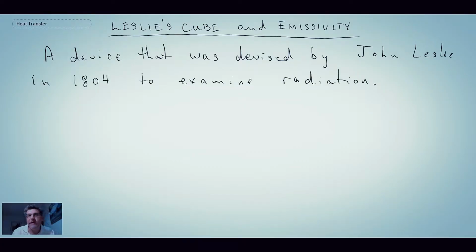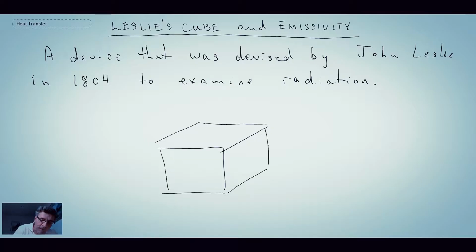What the Leslie's cube consists of, just like it sounds, is a cube. So it's a cube made out of copper, and in the top there's an opening that enables you to pour a liquid into the cube. So this is made out of copper. It could be made out of other materials as well, but that was the one that I had. And then what you do is you put hot water into it.